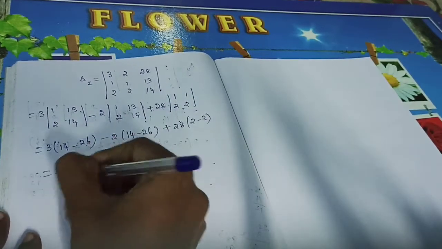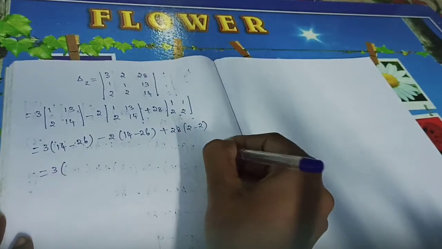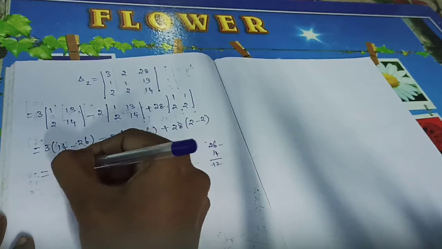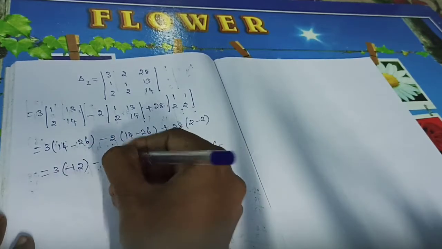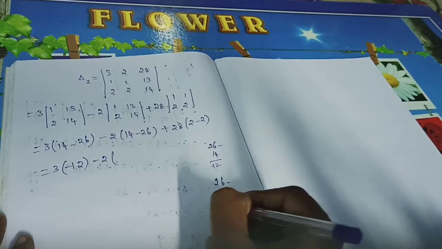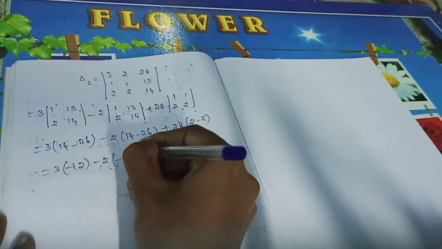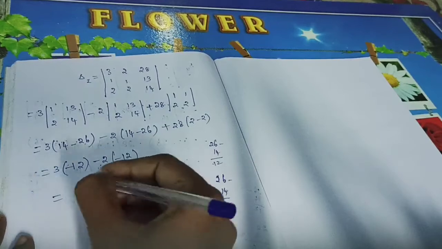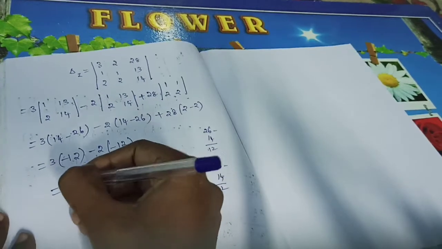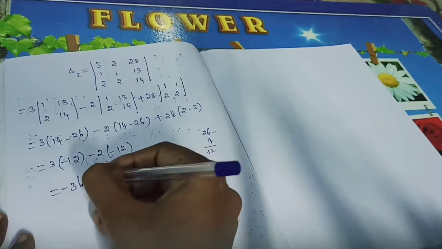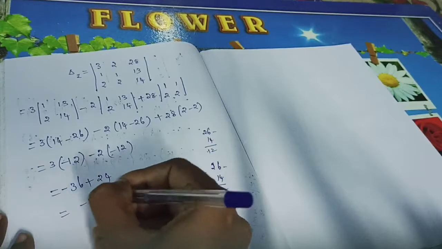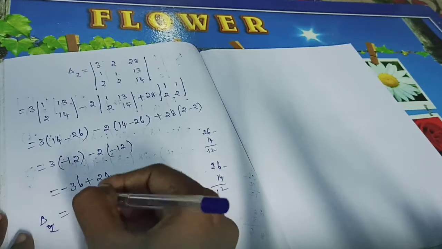That is equal to 3 into, if we are subtracting 26 minus 14 means 12, minus 2, if you are subtracting 26 minus 14 means 12. That is minus 12. This is 0. That is equal to 3 into 12, means how much you will get? 36. That is minus 36. That is plus 24. That is equal to minus 12. Correct? This is the value for delta z.